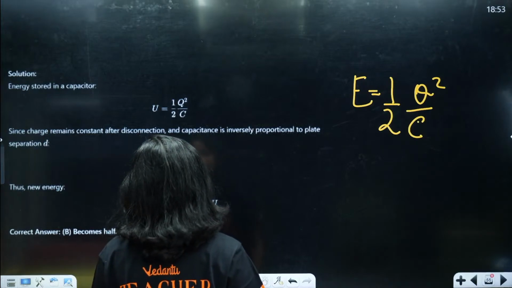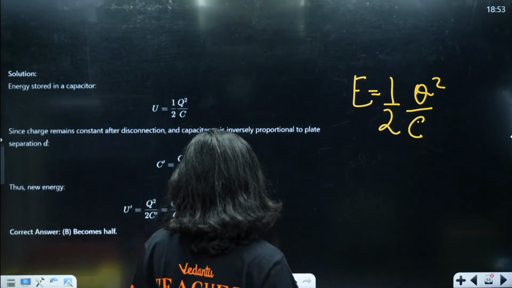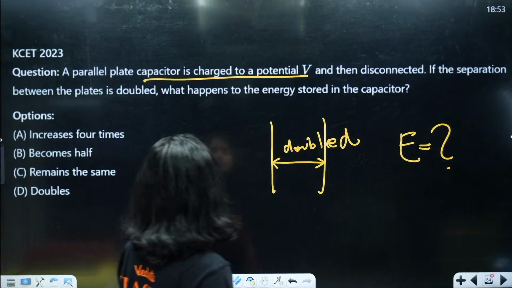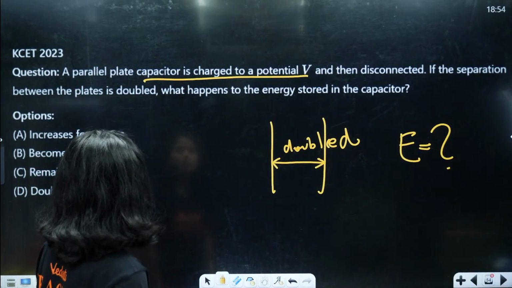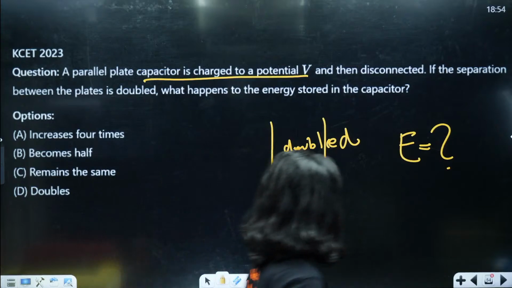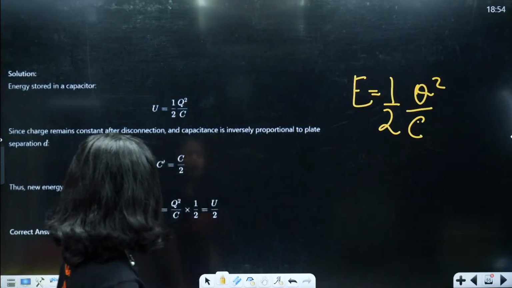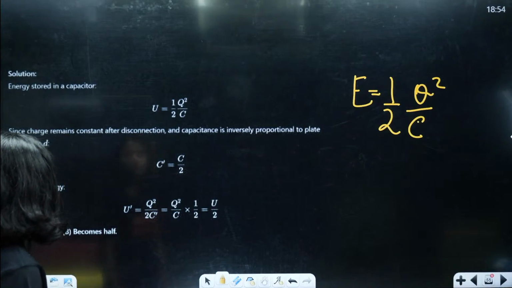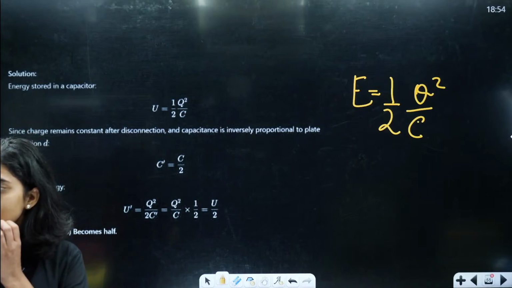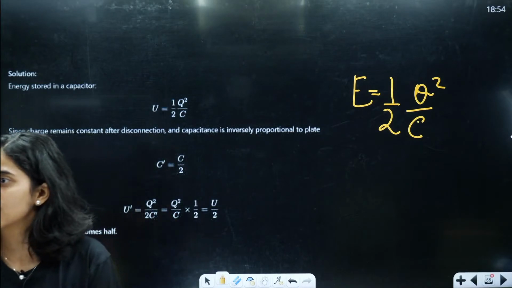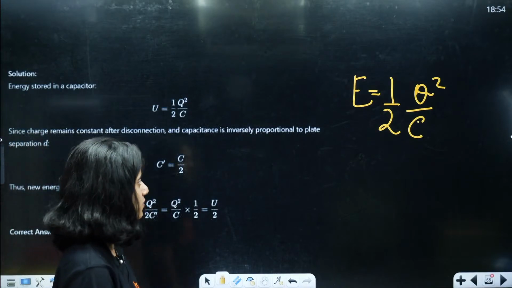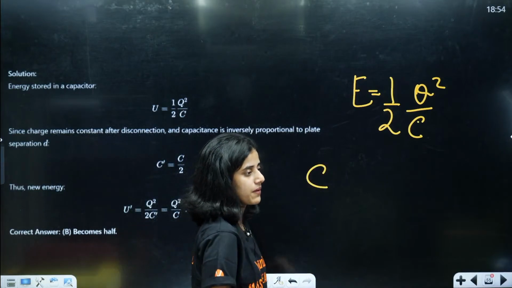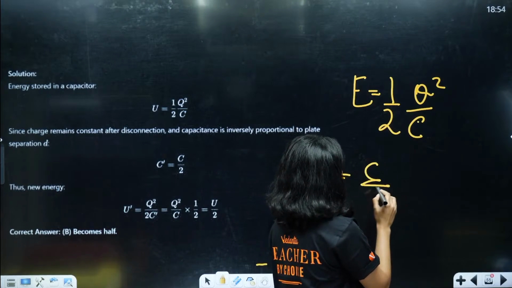what is doubled? The distance is doubled, right? Let's look at the question. If the separation between the plates is doubled, what happens to the energy? Okay, any idea on how to do this? Can I get the answer? Yes, becomes half. Someone has answered. Pragnya, very good. Yes, it becomes half. What happens is the initial capacitance changes to C by 2.